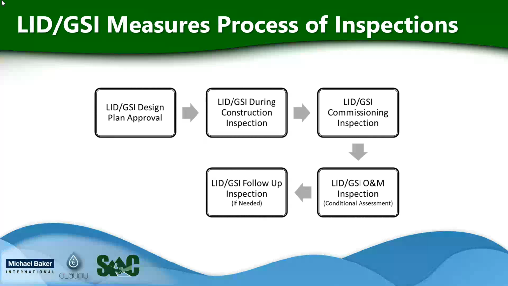When construction is complete, is when the commissioning inspection takes place to ensure the system has been completed based upon the footprint and configuration in the approved design plans. As maintenance of LID GSI systems is critical, O&M inspections should happen at least annually for the life of the LID and GSI system. Finally, for any of the three types of inspections, follow-up inspections may be needed if deficiencies are identified.